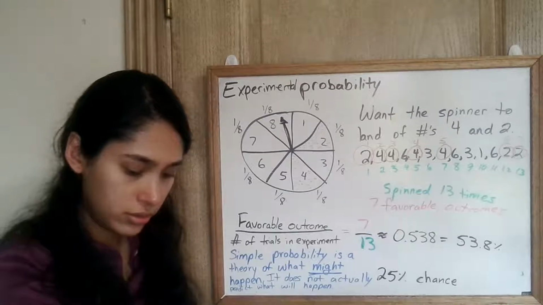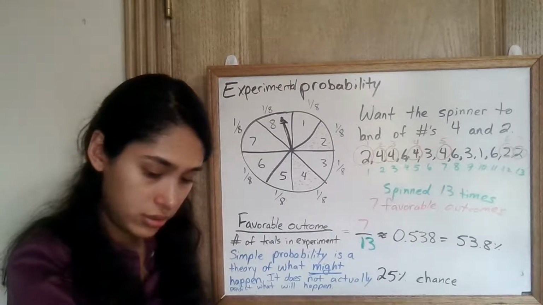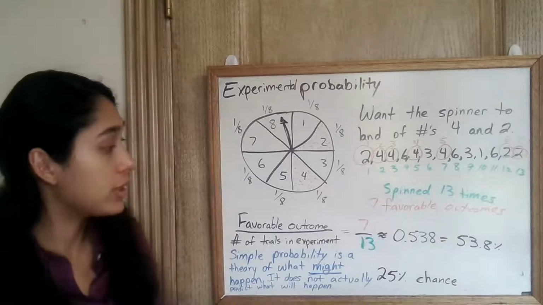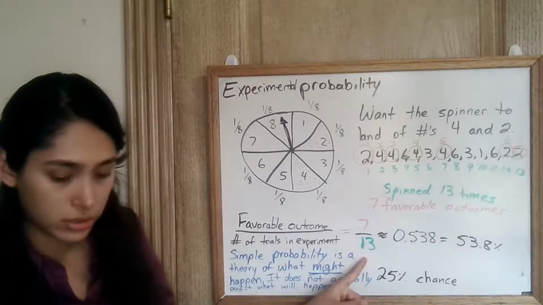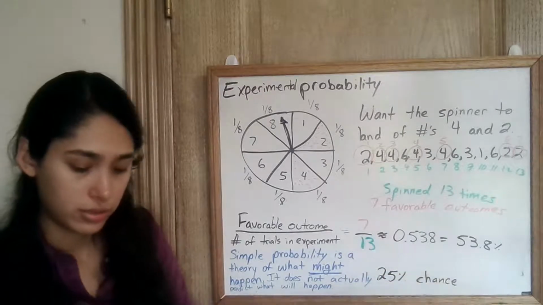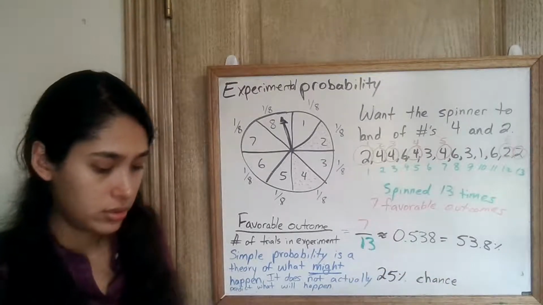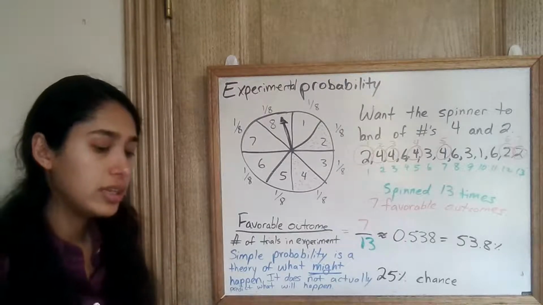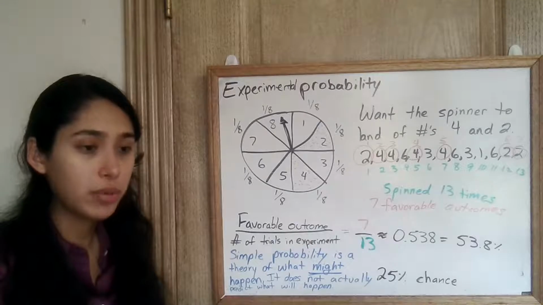Okay. So the probability can be expressed, as you can see, as a fraction, a decimal, or a percent. All right, so now we're going to be getting into something else called dependent and independent probability.